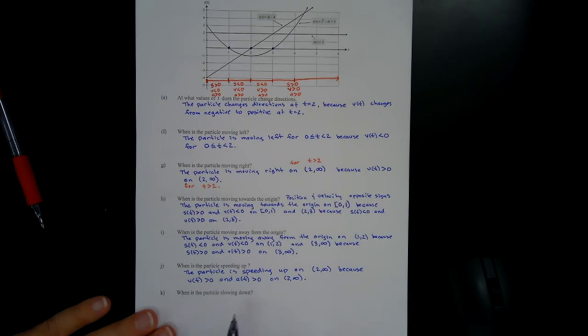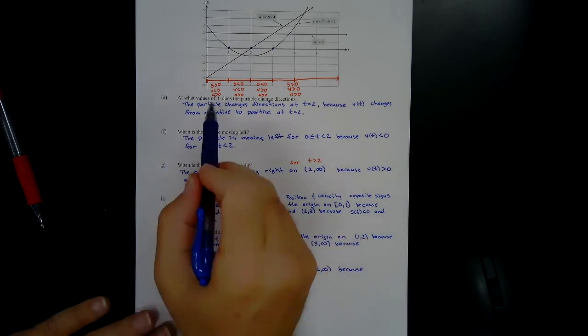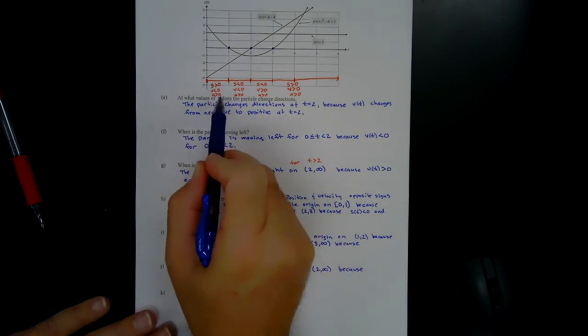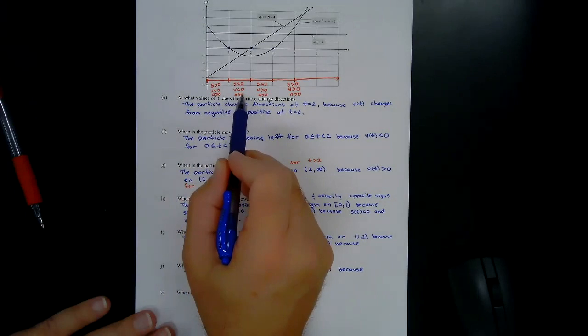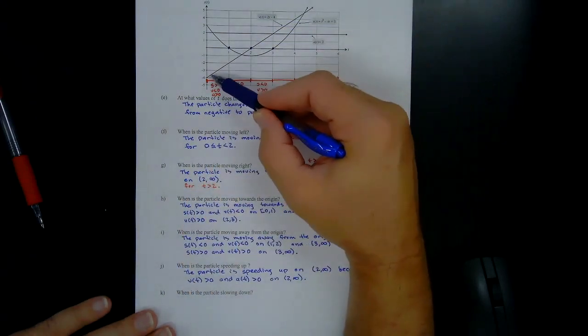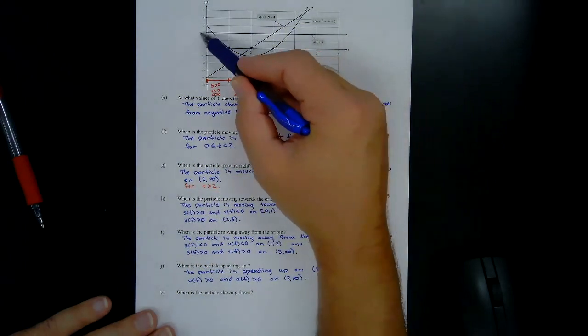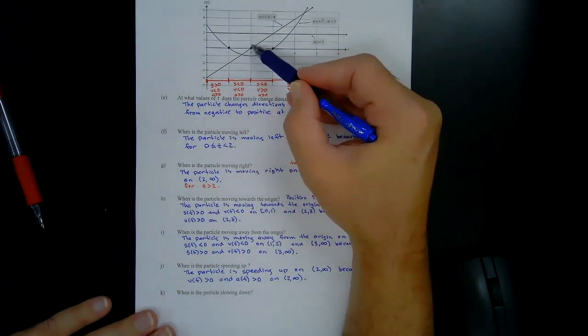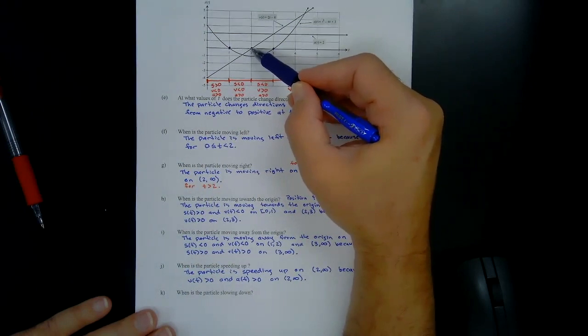Okay, now slowing down. Slowing down is when the velocity and acceleration are opposites, okay? So that's going to happen right here, between 0 and 1, but it's also happening from 1 to 2. So right here, the velocity is negative and the acceleration is always positive, except at 2, the velocity is not negative. The velocity is 0. So we can't include 2.